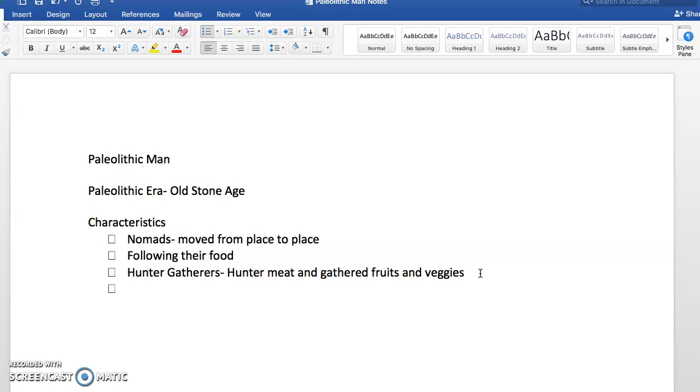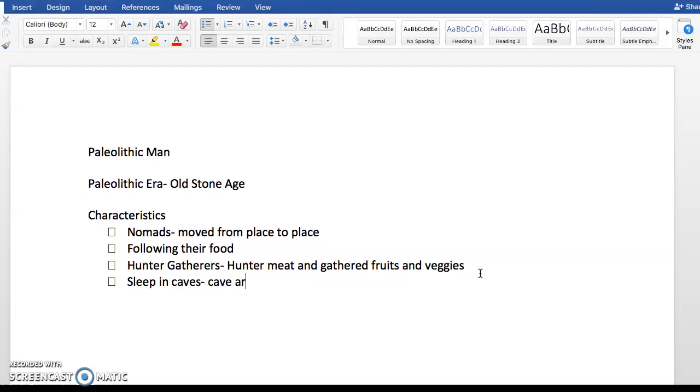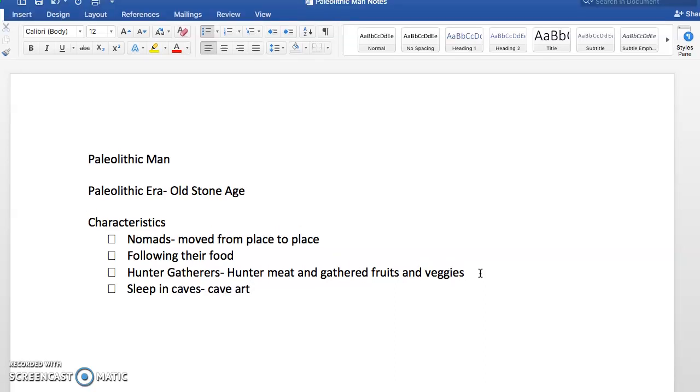You should also know that they did sleep in caves for shelter, and they created cave arts to express themselves. Remember, this is before alphabets and specific writing, so instead they would draw pictures. Like if they were hunting deer nearby and they wanted to remember this was a good place to find deer in the spring, they'd paint a picture of a bunch of deer on the inside of a nearby cave. And that also lets other cavemen know what kind of food sources are available there.